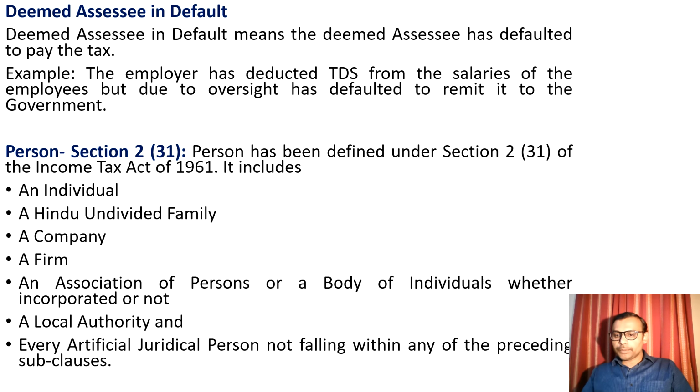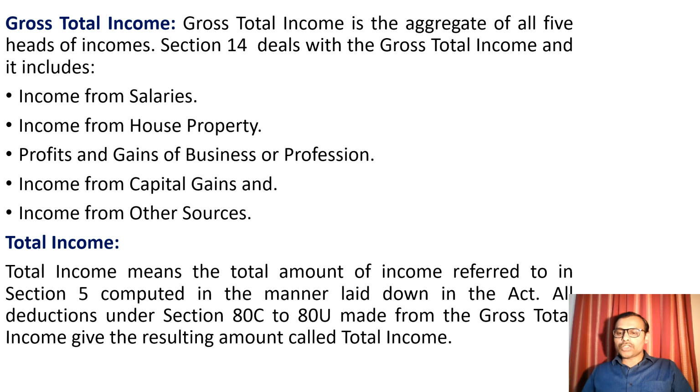And a company, it may be a private limited or public limited company, a firm, an association of persons or a body of individuals, whether incorporated or not, and a local authority like municipal and all. Every artificial juridical person not falling within any of the preceding sub-clauses. So all these come as a person. So in income tax, we call them all a person only.